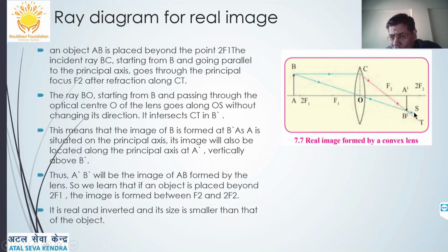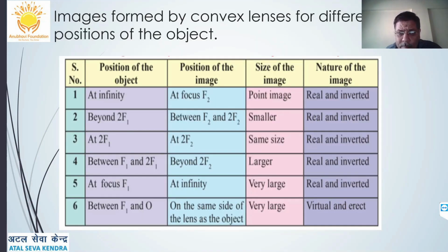It is real, inverted between f2 and 2f2, and it is smaller than the object. Thus we can draw any image. That is called a ray diagram, through which we can understand, or we can draw the ray diagrams to show the images formed, or the possible ways in which the images can be formed. So, images formed by convex lenses for different positions of the object.